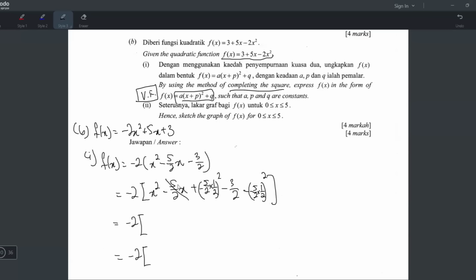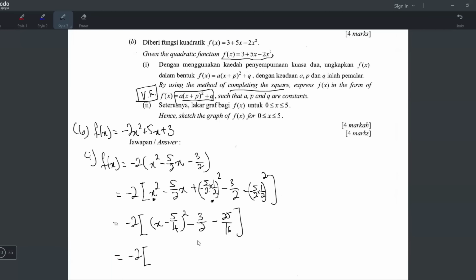Now we have to ignore this, just look at this and this. They both have square, so you write a bracket: the x goes inside, with the square outside the bracket. And then the inside is -5/2 times 1/2, which is -5/4, top times top, bottom times bottom, but no need to square because the square is already outside. Then -3/2 minus, -5/2 times 1/2 is -5/4, but this time you have to square. So (-5/4) squared is +25/16, but you have to write minus because there's one more negative outside the bracket.